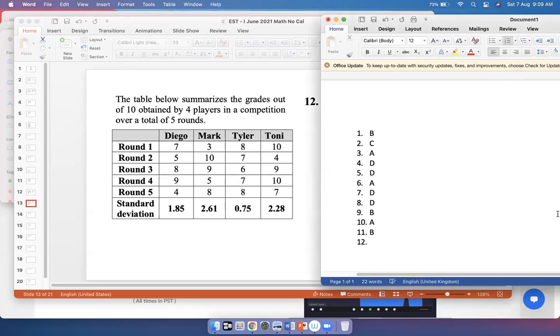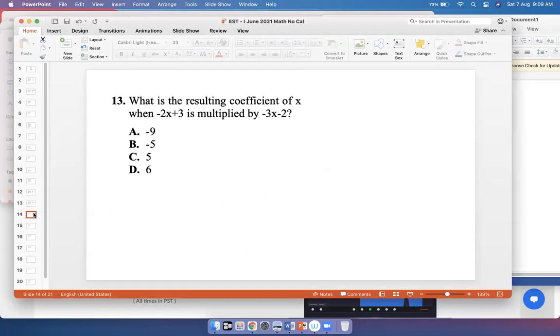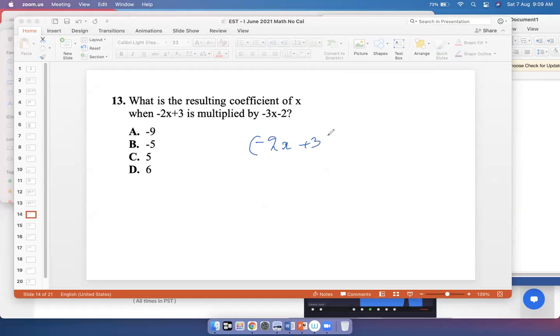Okay, so 13, what is the resulting coefficient of x when minus 2x plus 3 is multiplied by minus 3x minus 2. So minus 2x plus 3 is multiplied by minus 3x minus 2. So that is 6x squared plus 4x minus 9x minus 6. So 6x squared minus 5x minus 6. So the coefficient of x is -5, option B.